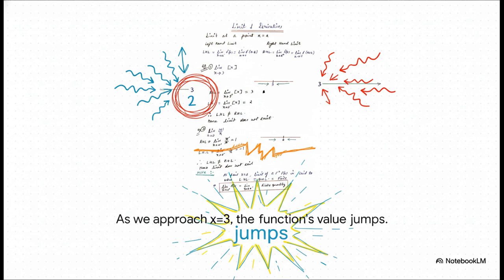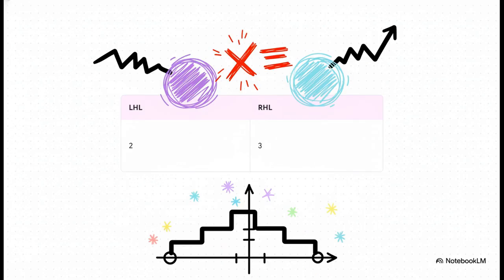Easy enough. But now let's sneak up from the left side with numbers like 2.9 or 2.99 or 2.999. The function takes all of those and rounds them down to 2. And there it is, a perfect example of our rule in action. The left-hand limit is 2.